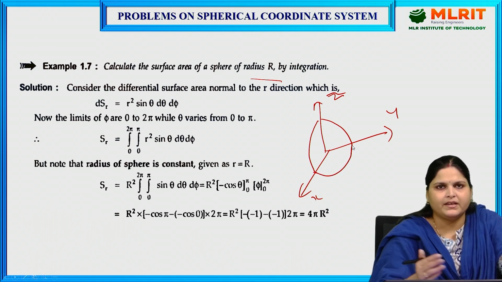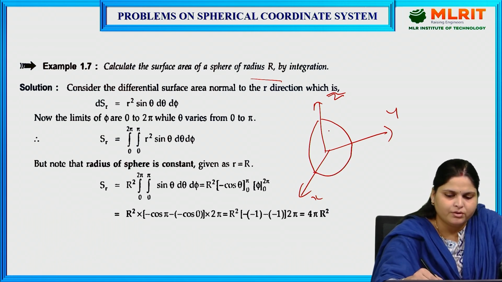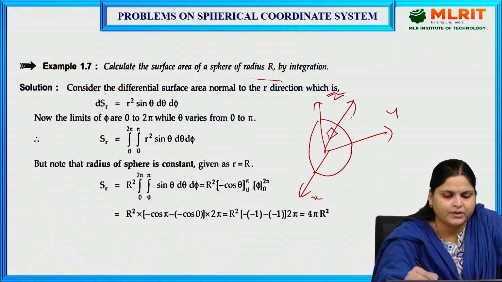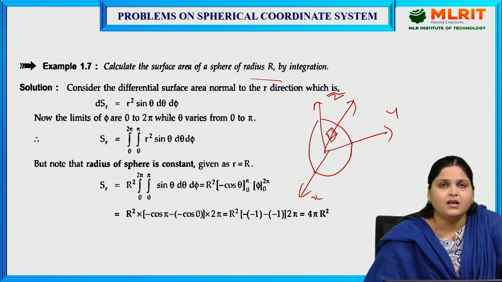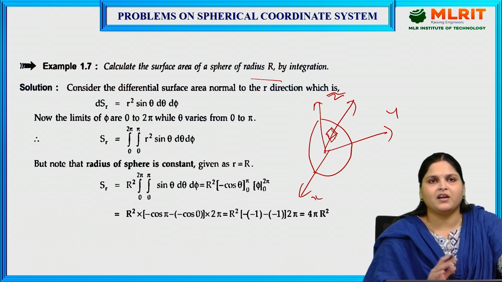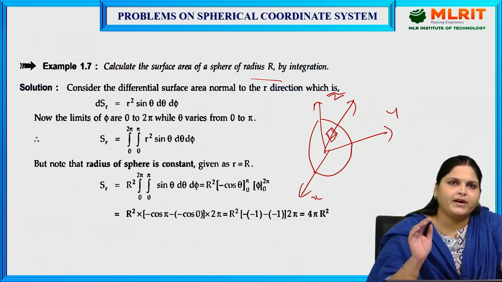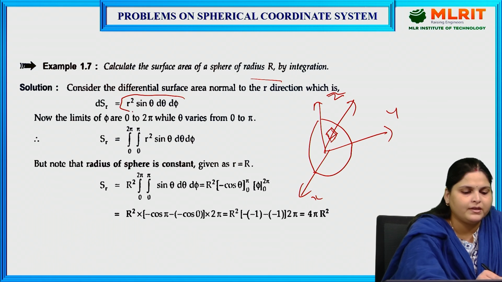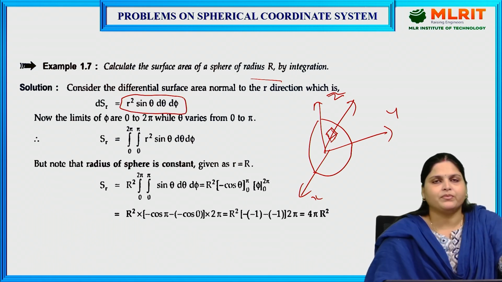r is radially outward anywhere. So any part we can take here, but it should be radially outward, right? So here we will take it here. So this is a constant r surface, means r will not vary but theta and phi will vary. So for that surface area, the formula is r square sin theta d theta d phi.